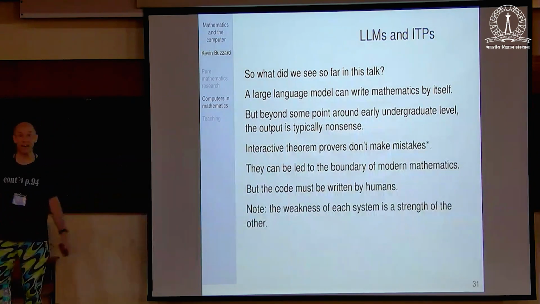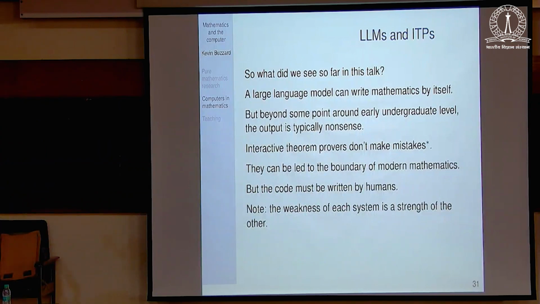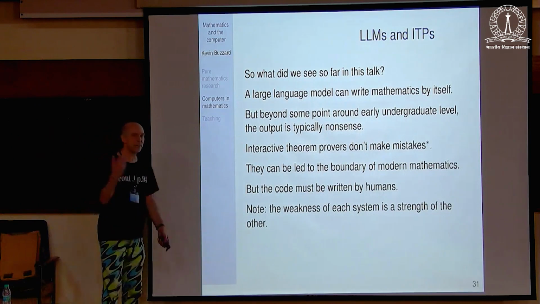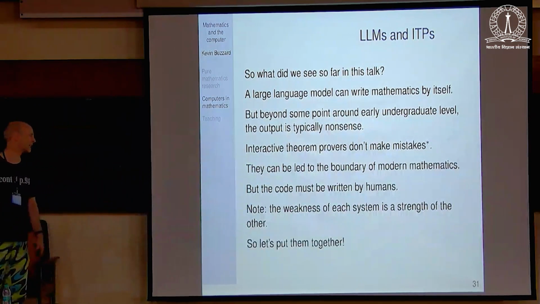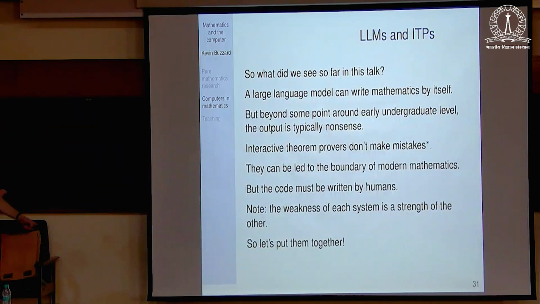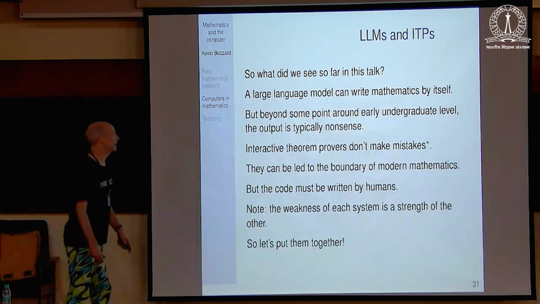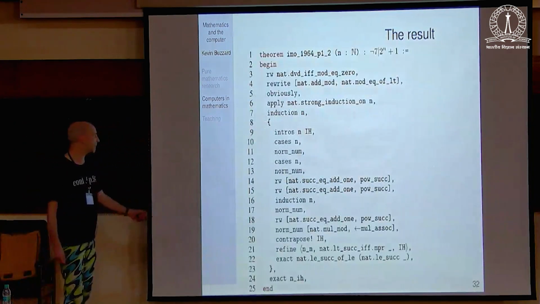So we need to put them together, because the weakness of each system is the strength of the other one. This is the key thing. And people already had that idea, but only a few years ago. Let's put them together and, let's get the large language model to write Lean code. Because then the large language model can't write rubbish. So there you go. And it's happened.